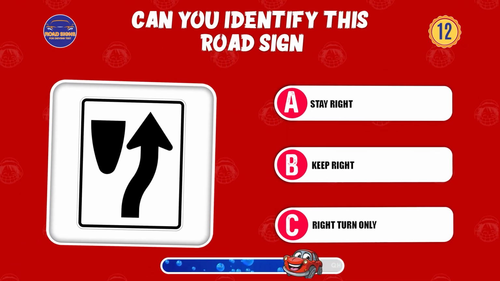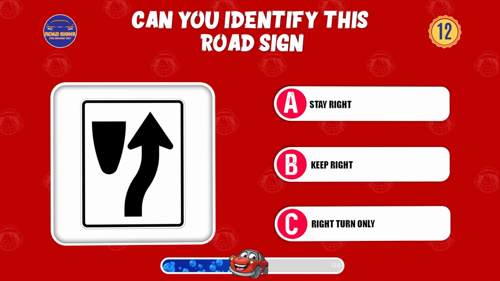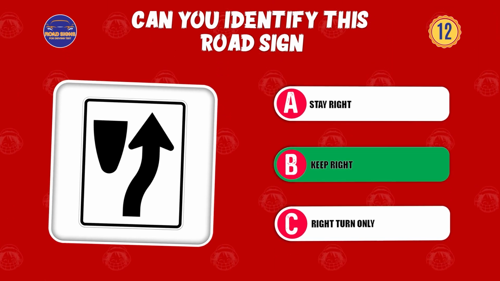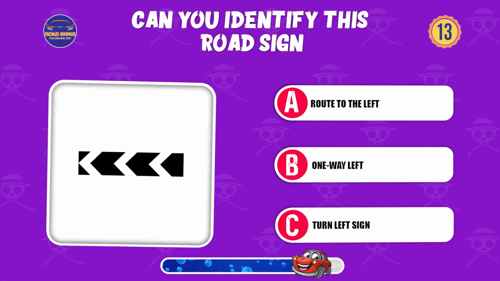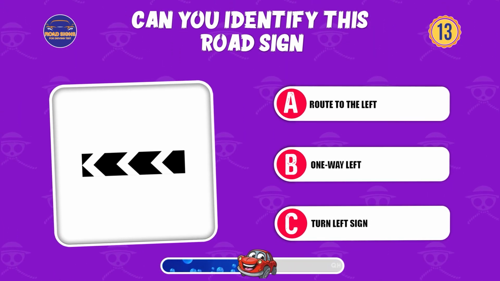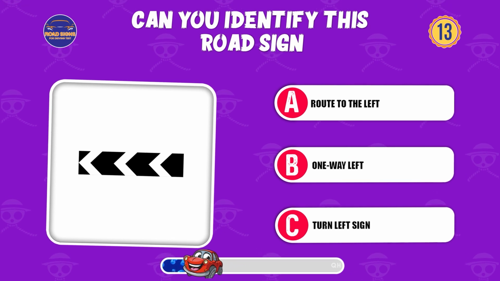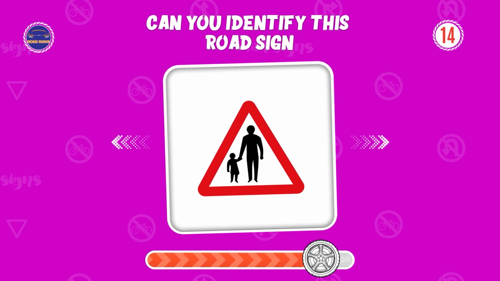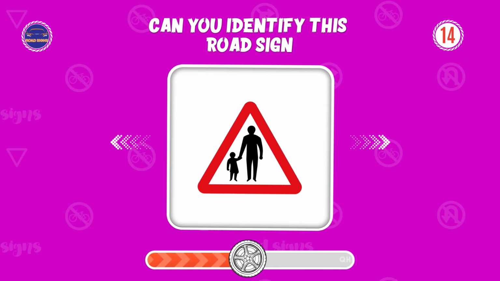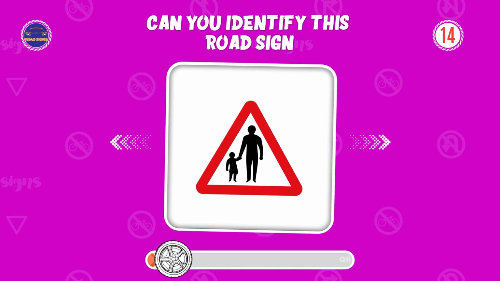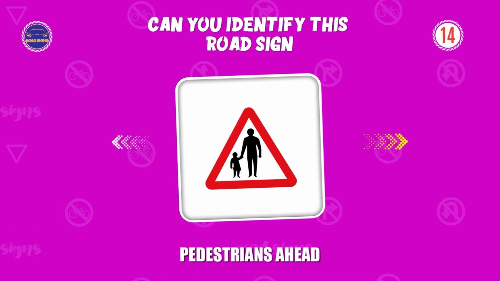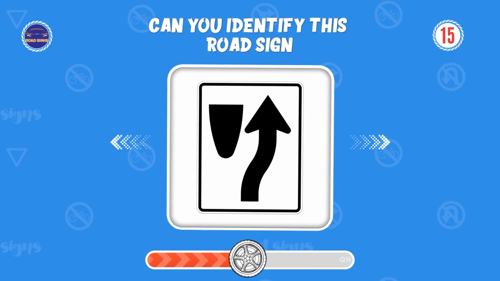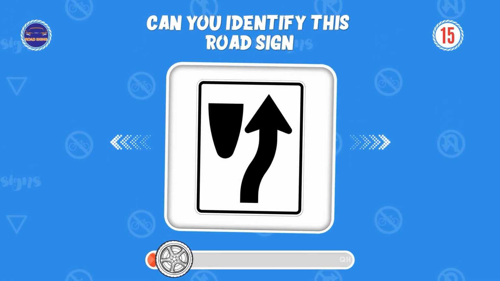Question 12. What does this road sign indicate? B. Keep right. Question 13. Can you identify this road sign? A. Route to the left. Question 14. What does this road sign mean? Pedestrians ahead? Question 15. What does this road sign indicate? Keep right.